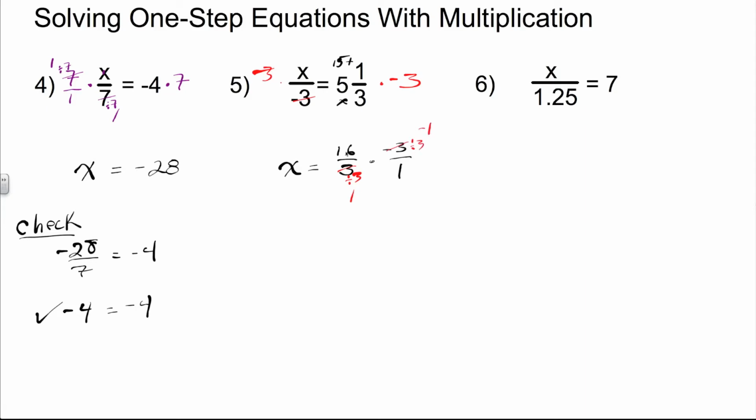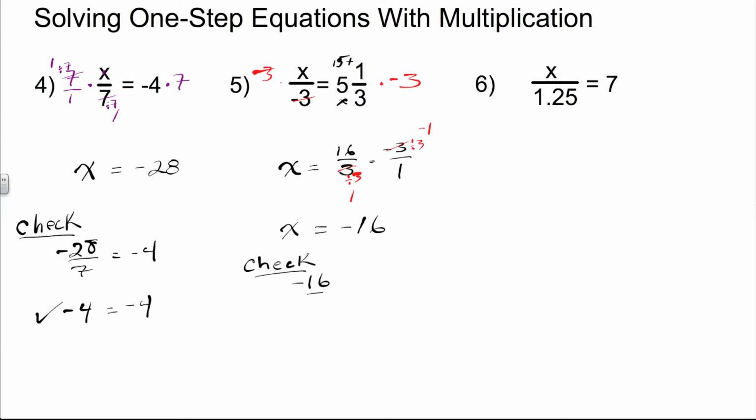Then we multiply numerator to numerator, 16 times negative 1. That gives negative 16. And 1 times 1 gives us 1. And negative 16 over 1 is the same as negative 16. So our solution here is x is equal to negative 16. We could check our work by substituting negative 16 into the original equation. So here comes our check.